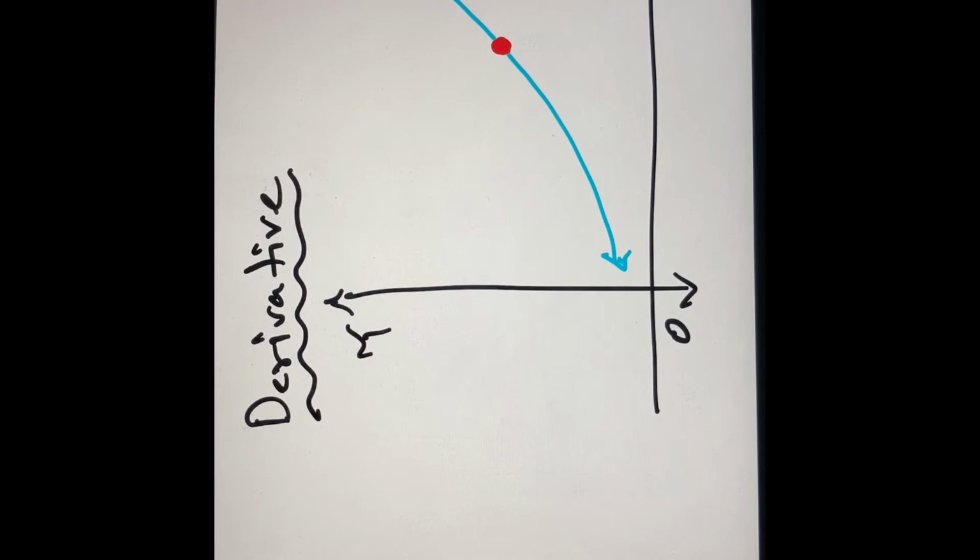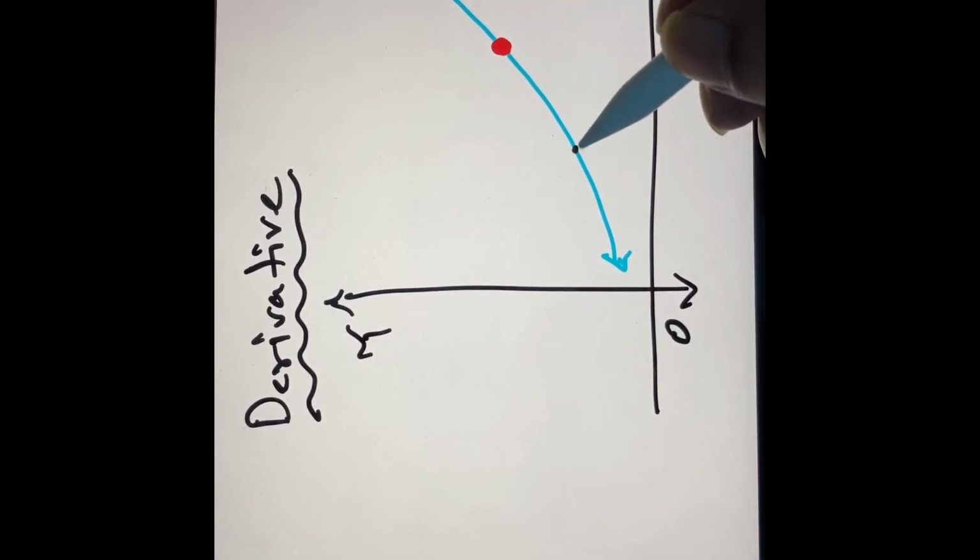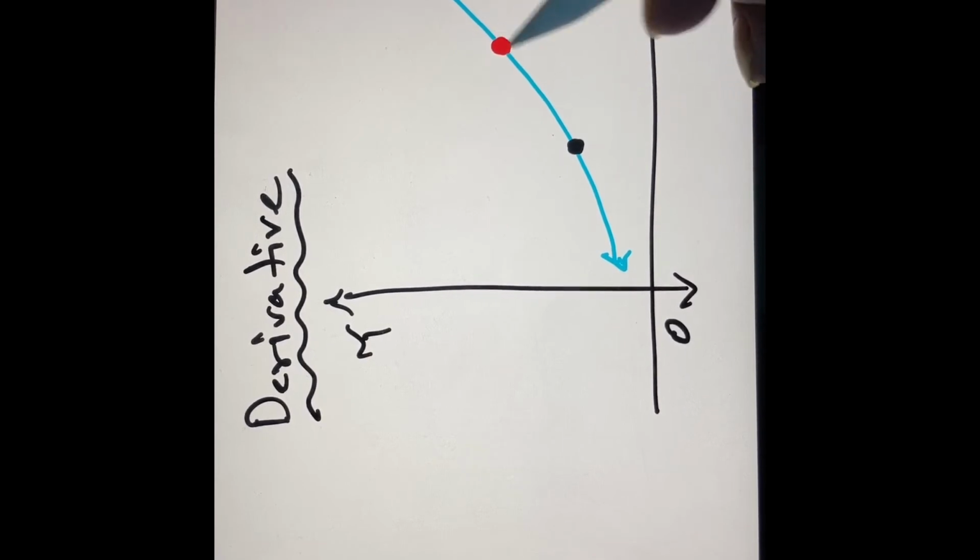All right, so let's do that. I only have 1 point, so I need 1 more point, right? So what I'm going to do is choose a point that is really close to this point. But I'm not going to draw it here because I don't want to confuse you. I want to draw it here. But think of these 2 points as really close to each other.